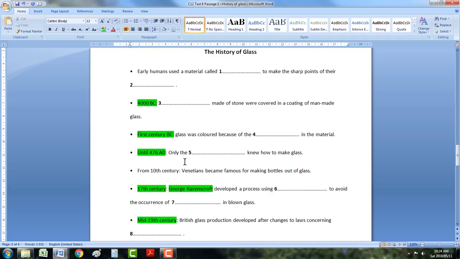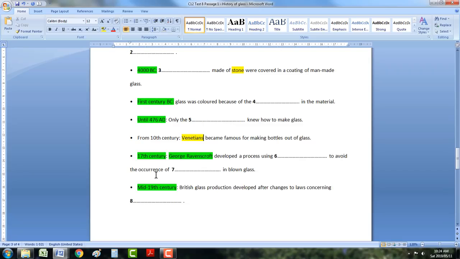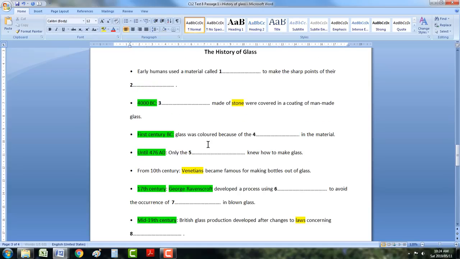Then, let's look for the clear, easy nouns. Material, maybe. Early humans, maybe. But I like sharp points. Made of stone. Definitely stone. Coating, man-made glass. Nothing about glass. Color, yeah, interesting. Material, you see, material's not very specific. Venetians, you can find it just to find where it is. Process, avoid, occurrence, blown glass. Changes to laws. So, that was quite difficult. Only those are what I would scan for. That's how you make your map.